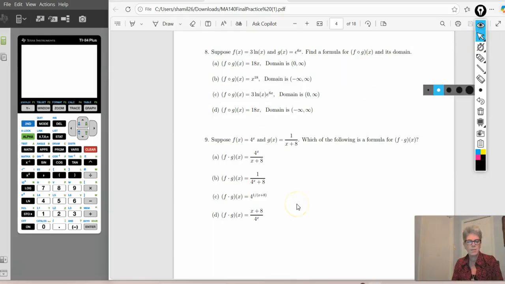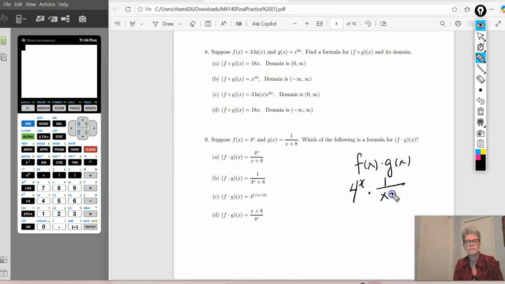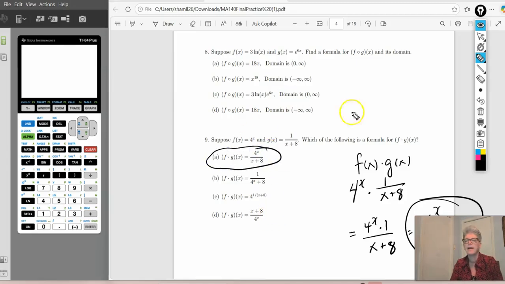Okay. Moving on to the next one. Now it's back to simple multiplication. Excuse me, so we're just going to have the formula for f times the formula for g. Now, when you have something that's not a fraction or rational expression multiplied by a fraction, it gets multiplied by the numerator. So we're going to have 4 to the x times 1 all over x plus 8, which is 4 to the x all over x plus 8. That's my formula. Okay, so A.